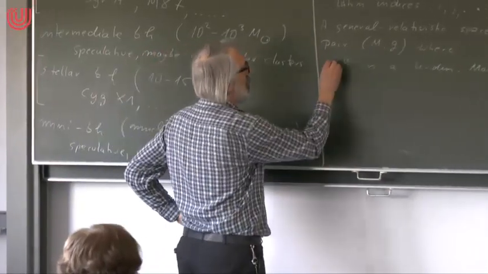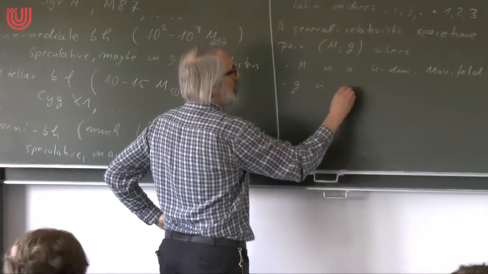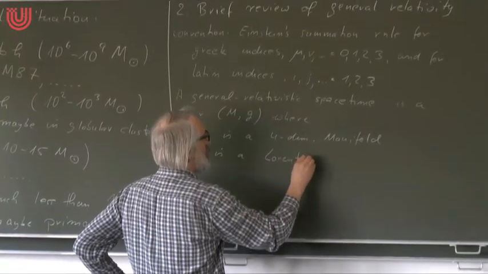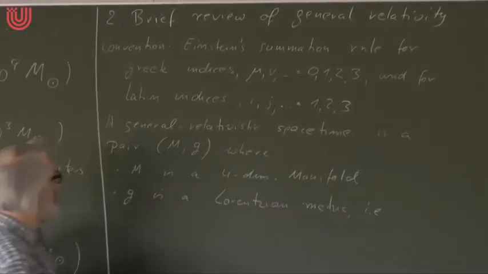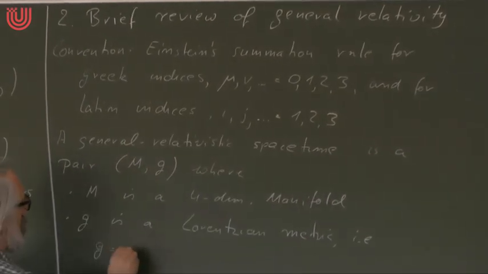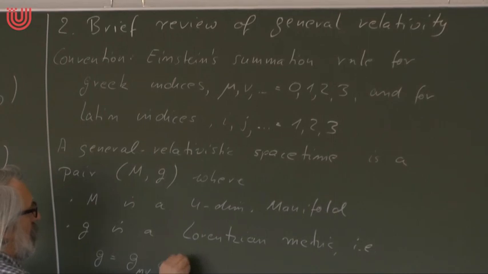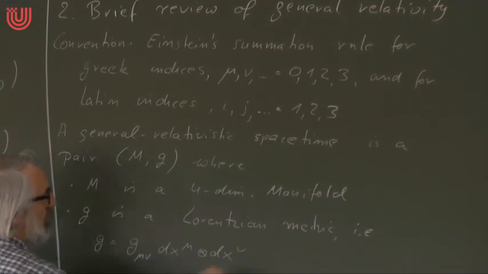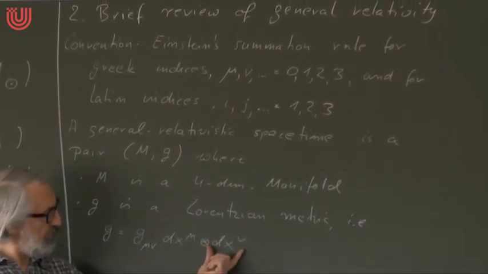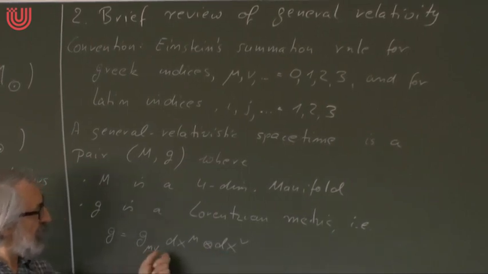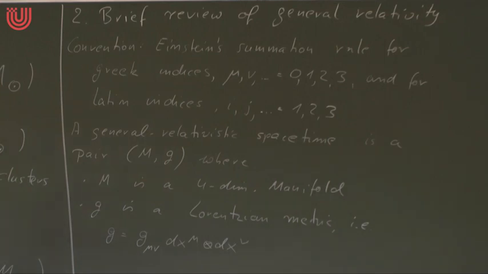So this is M, and g is a Lorentzian metric. What does that mean? It means it's a second rank tensor field. So in my notation, if I have coordinates x0, x1, x2, x3, then I can consider the differentials, which are covector fields on the manifold. I take tensor products, then I get a tensor field of second rank. So I get a basis for all tensor fields of second rank, and here are coefficients g mu nu, which have to satisfy a couple of conditions, which I write down now.